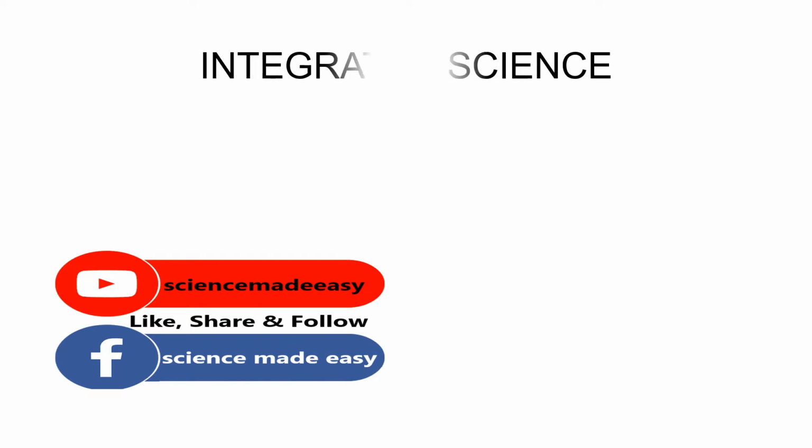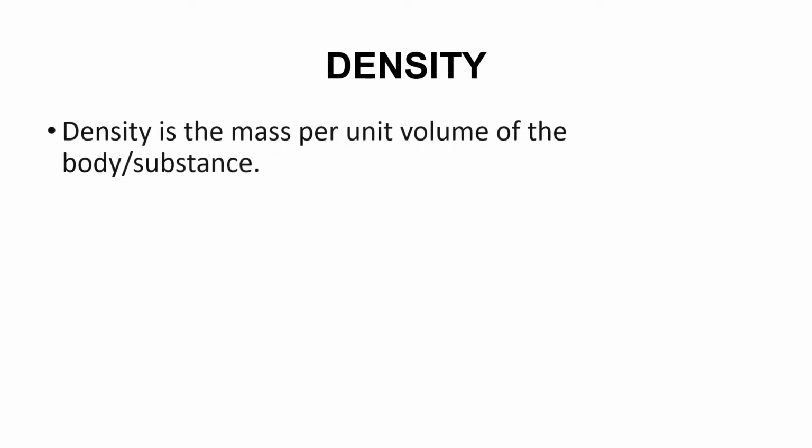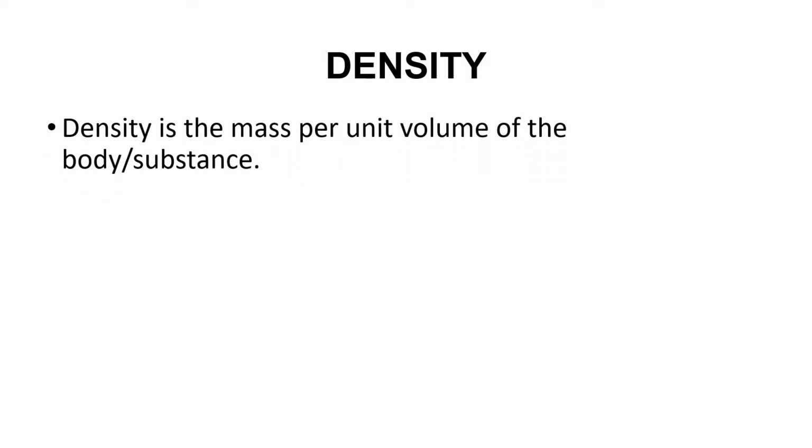This is lesson 2, and in this lesson we are going to look at density. How will you define density, or what is density? Density is the mass per unit volume of the body or substance, and its symbol is rho.